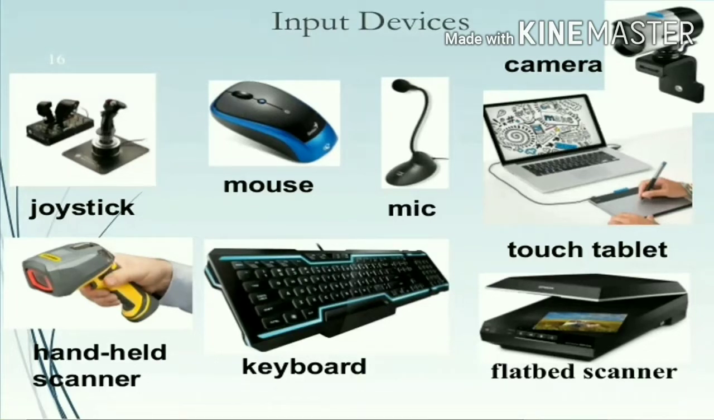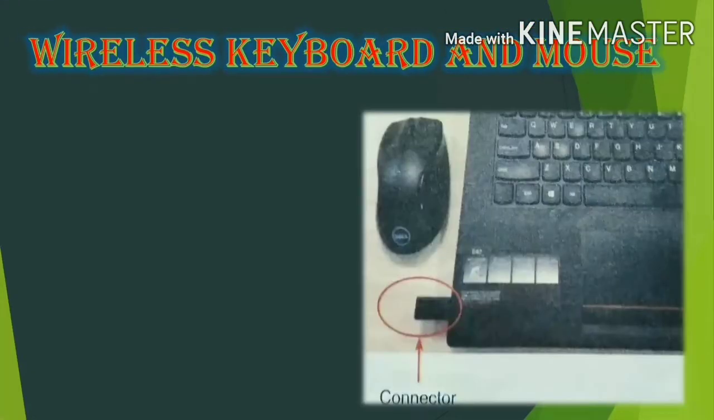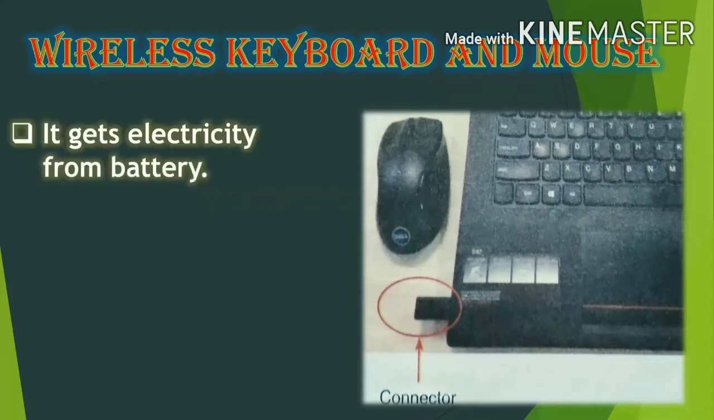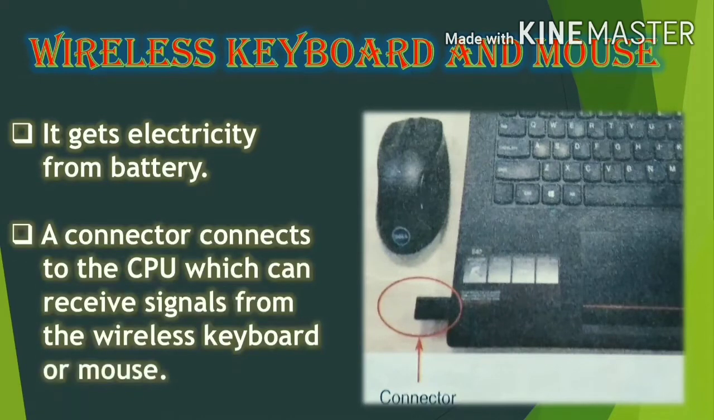Do you know that nowadays even wireless keyboard and mouse are also used, children? So let us see how it works. They get electricity from battery as in your TV remote. A connector connects to the CPU, which can receive signals from the wireless keyboard or a mouse as shown in the picture. You can see the picture of connector here. So is it clear, children?